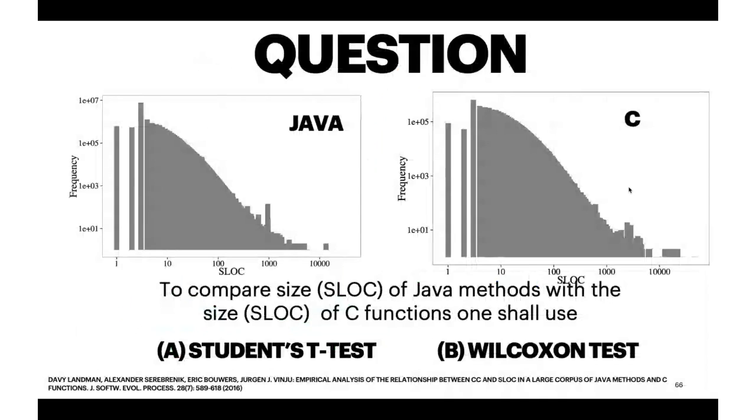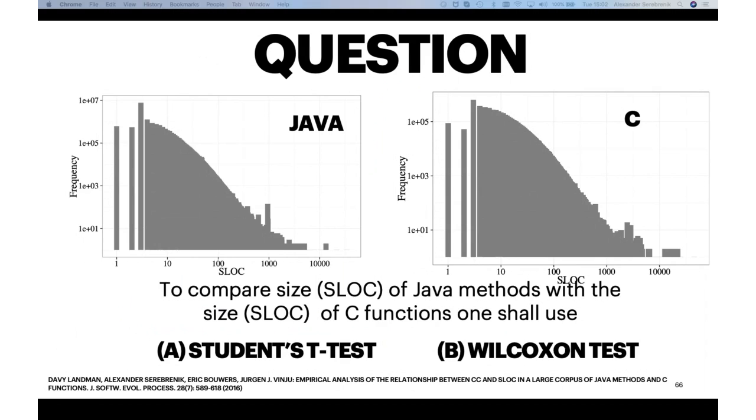Good. So now the question is to you. On the right, you have a distribution of size in terms of source lines of code of C methods from a large corpus of open source data. On the left, you see the same for Java methods. The question to you: if you want to compare those two distributions, which statistical test should you use?